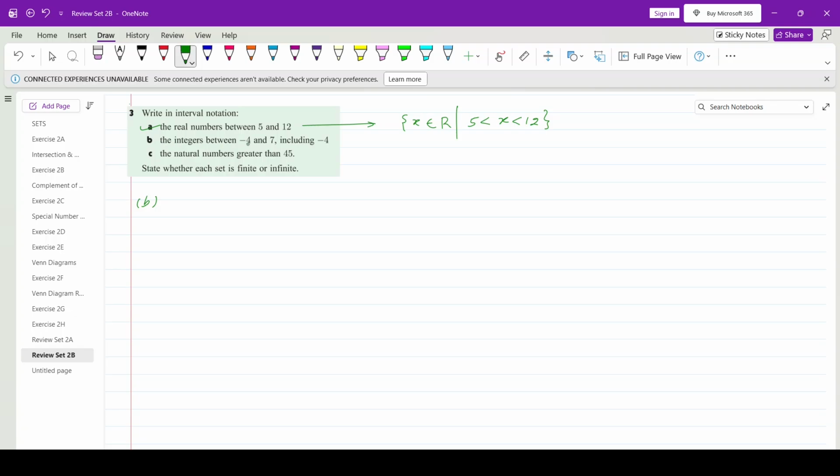The integers between -4 and 7, including -4. So we know integers are denoted by this symbol Z. Therefore we can say x is an element of integers such that x is greater than or equal to -4 and less than 7. This is our answer.